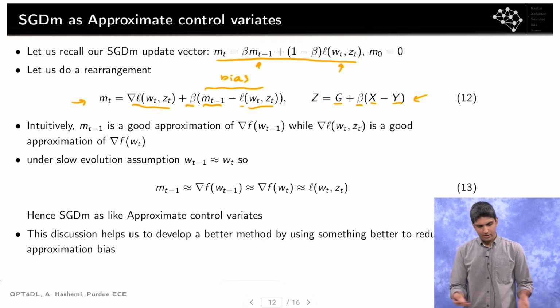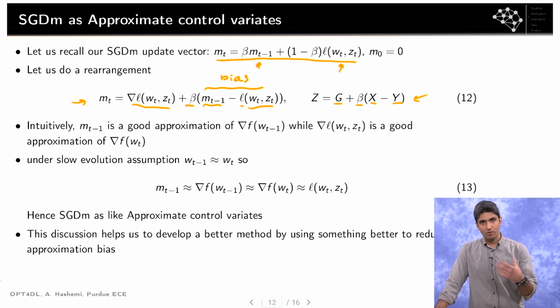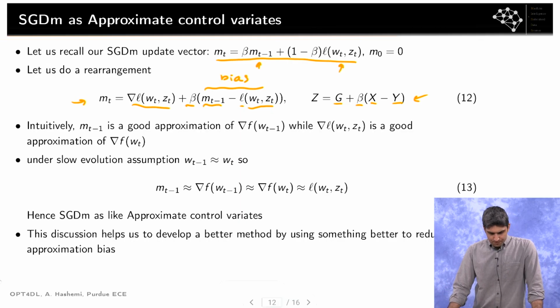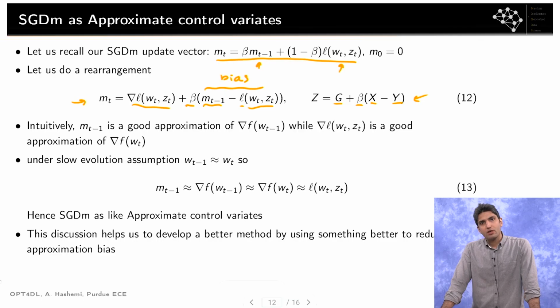Okay, but nonetheless, this has the form of a control variate, and given that x and y don't have the same mean anymore, this becomes an approximate control variate. So SGD with momentum is essentially doing approximate control variate. And this is exactly why it reduces the variance to some extent while incurring some bias. Okay, what we talked about before.